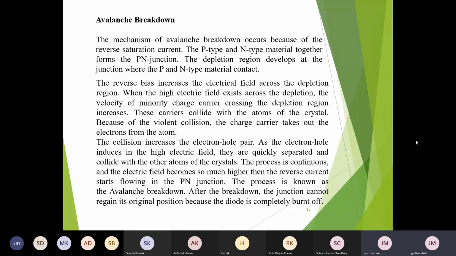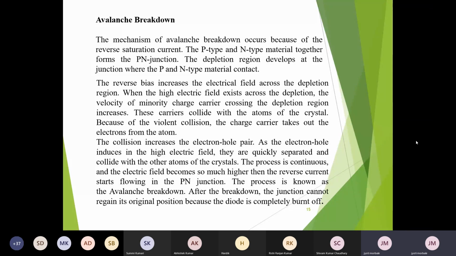Again, these newly generated carriers are going to be accelerated, they are going to be driven by the electric field. They again break more covalent bonds during their travel inside the crystal structure. So नए जनरेट होंगे, वो भी हाई वेलोसिटी की वजह से एक्सेलरेट होंगे. Again they break covalent bonds, again the newly generated carriers, they will generate, again they will break covalent bonds, again new carriers generated.